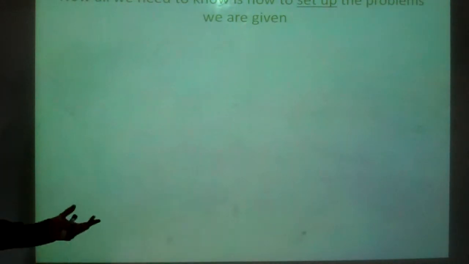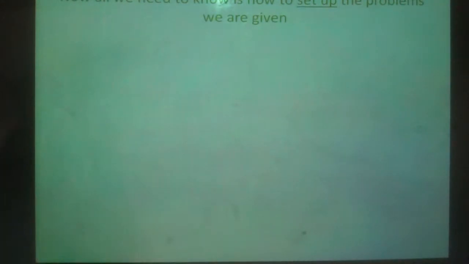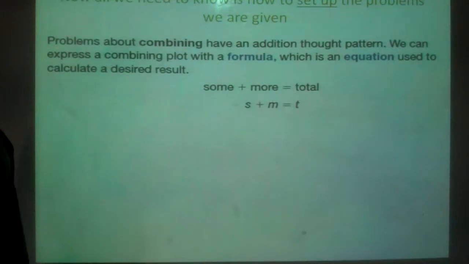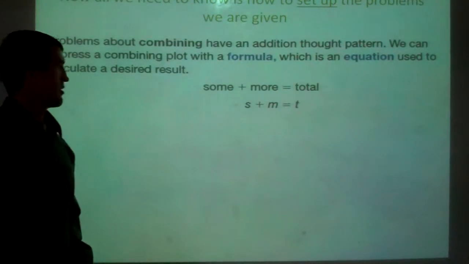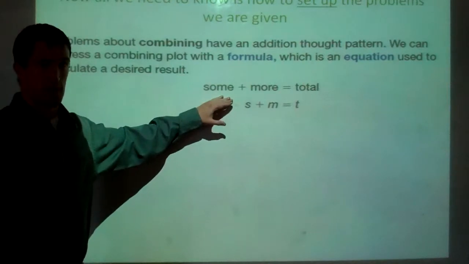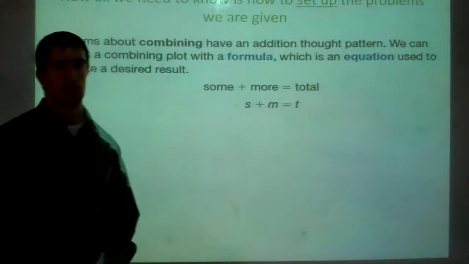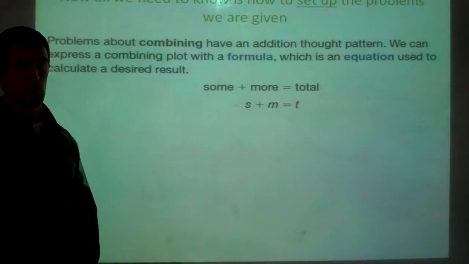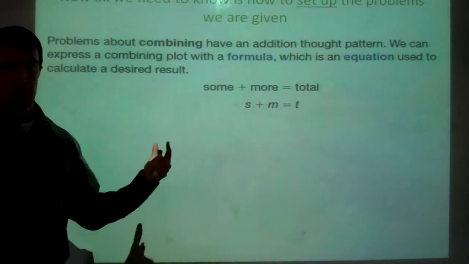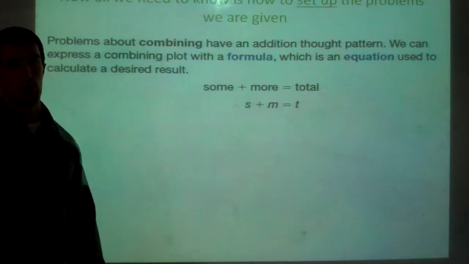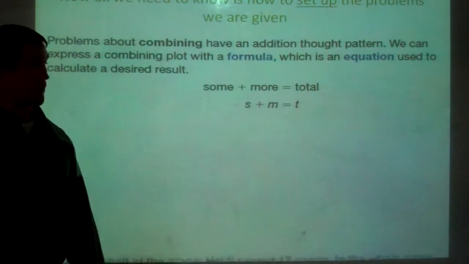Now that we know how to solve for a variable, now all we have to do is be able to set up the problems. Okay. Addition problems. You're going to start with a sum, you're going to be adding more to it, and you're going to end up with a total. So our job is to figure out in the word problem what is the sum, what is more, what's the total, and also which one are we going to solve for.